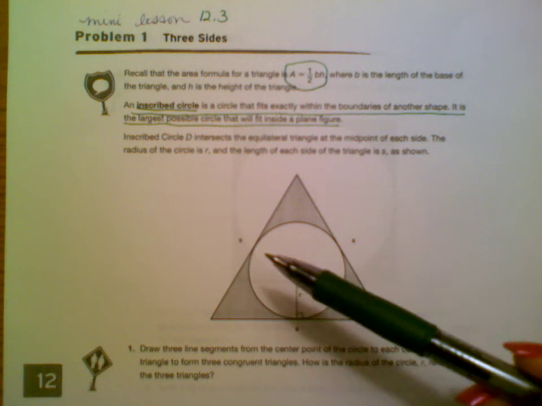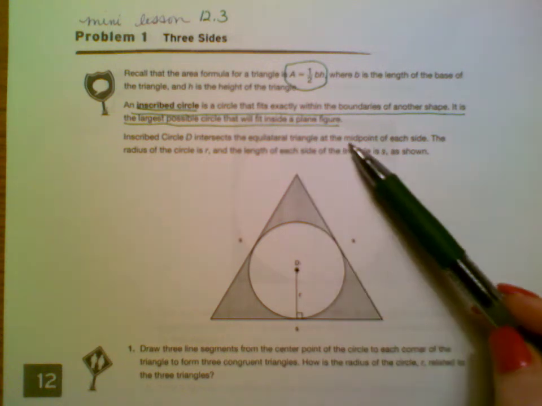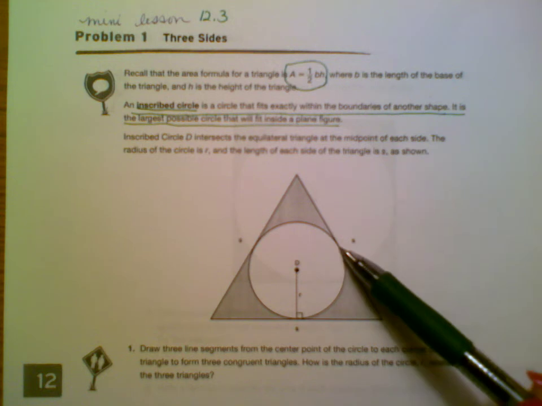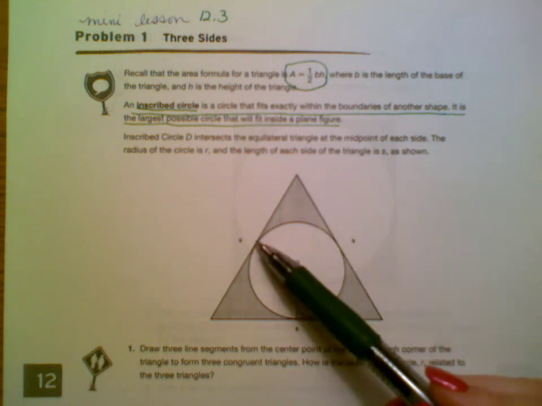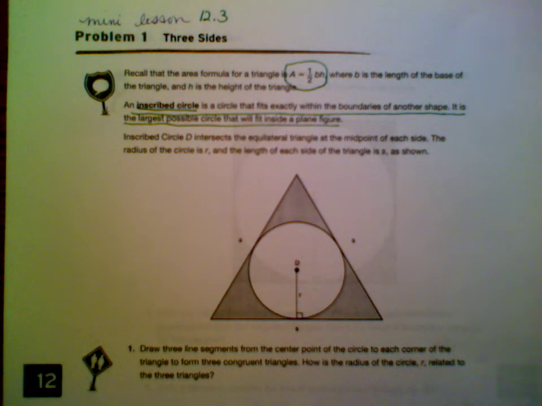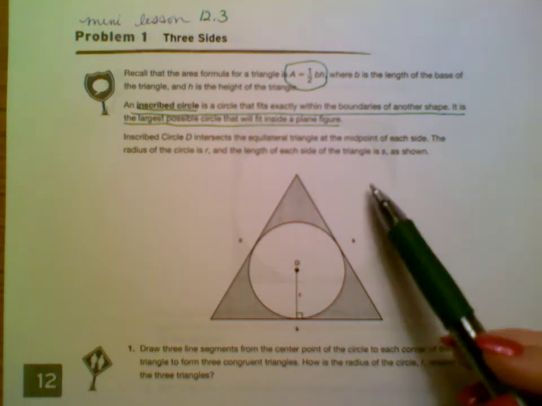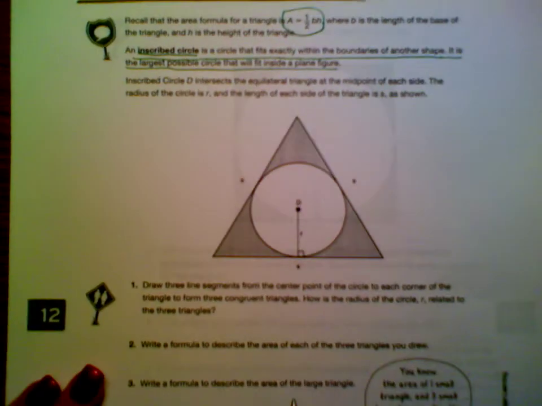So inscribed circle D intersects the equilateral triangle at the midpoint of each side. So this would be the middle of this side. This is the middle of this side. Here's the middle of this side. The radius is R, and then each side is S.